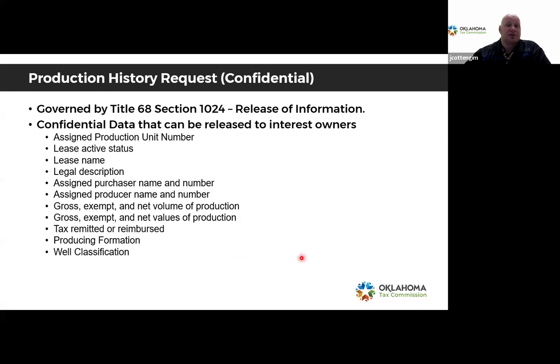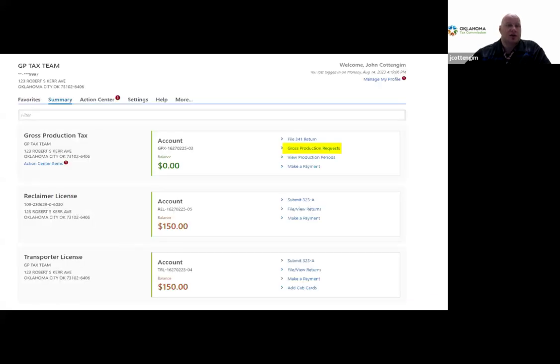data that we can release to interest owners or purchasers and producers is the production unit number, the lease active status, the name, the legal description, the assigned producer and purchaser, the gross, exempt, and net volumes of production, and the taxable values of that production. We can also show the total tax remitted and reimbursed, the producing formation if we have it, and the well classification. To make a confidential request, you actually have to log into your OKTAP account.